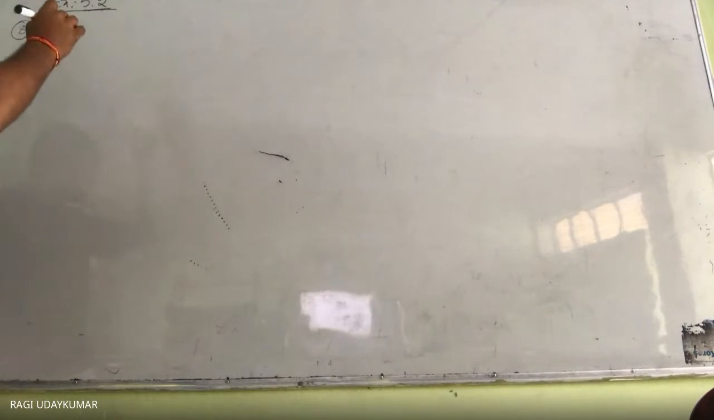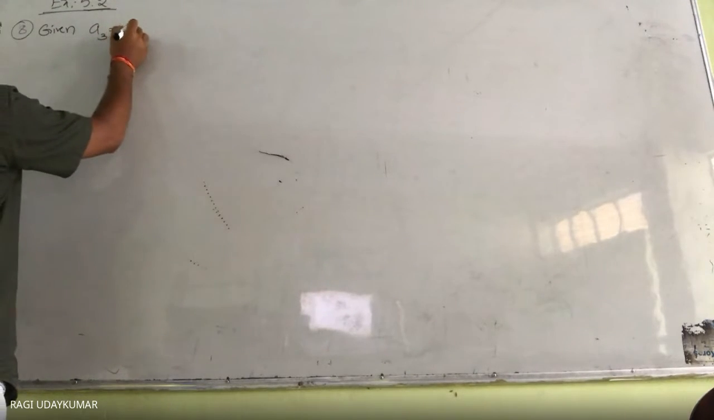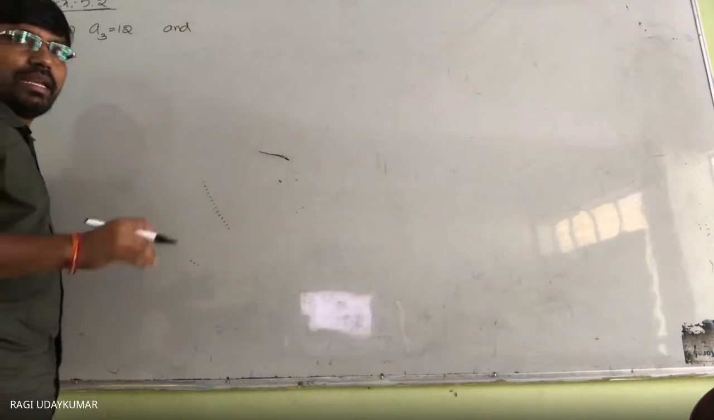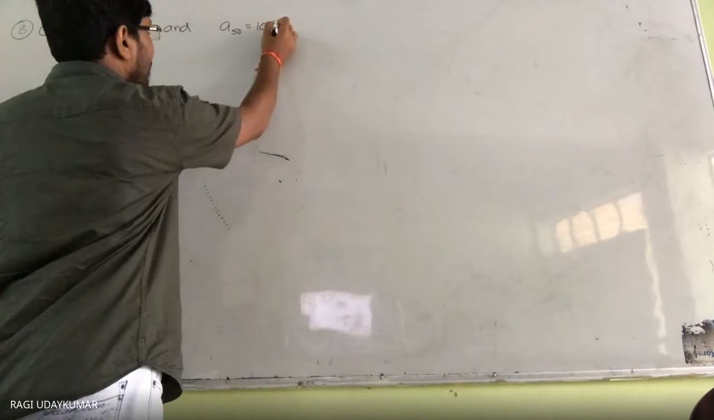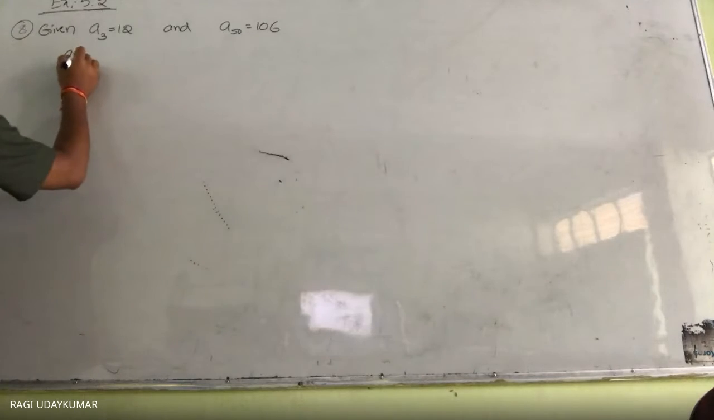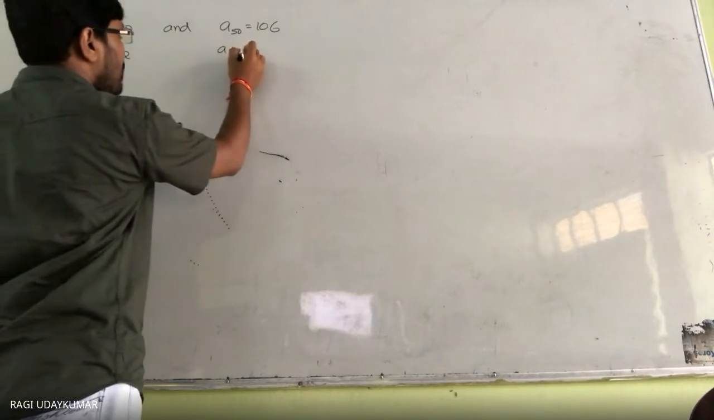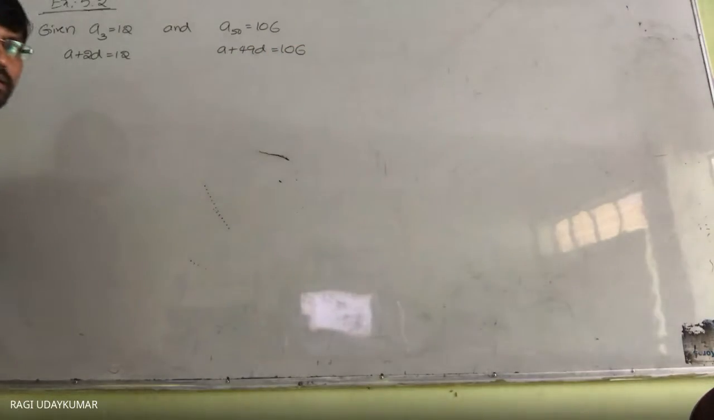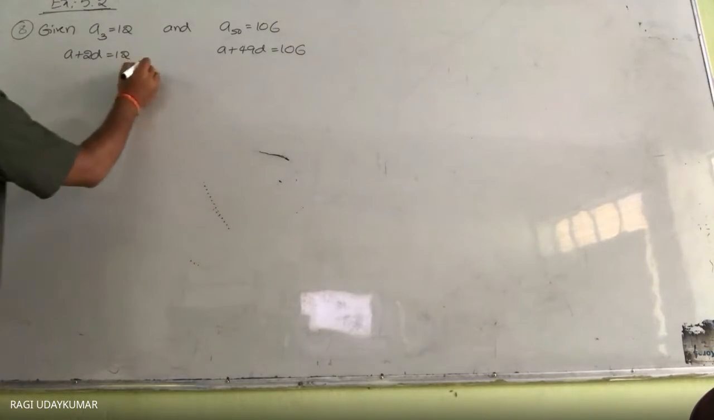Given A3 is equal to 12, and the last term A50 is equal to 106. So this can be written as A plus 2D is equal to 12, and A plus 49D is equal to 106. So what do you get from this here? This is equation number 1.